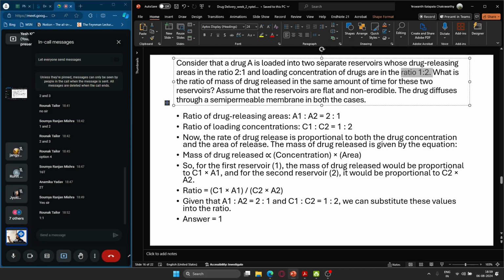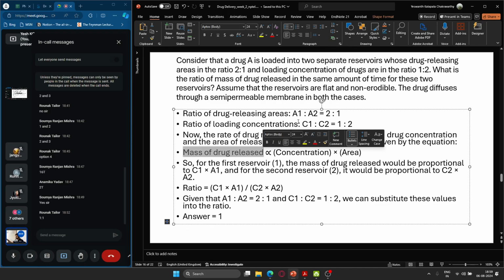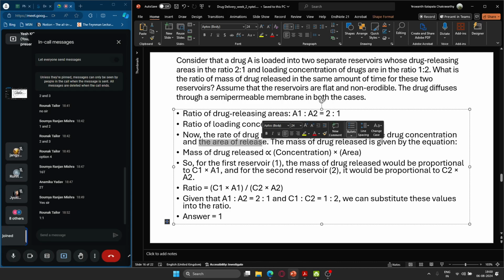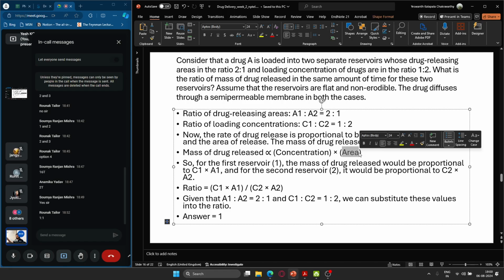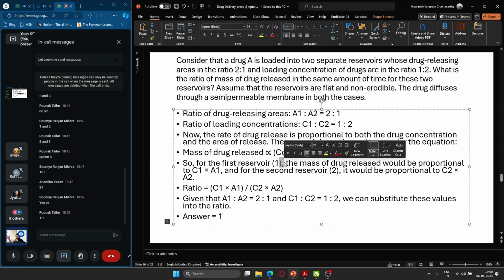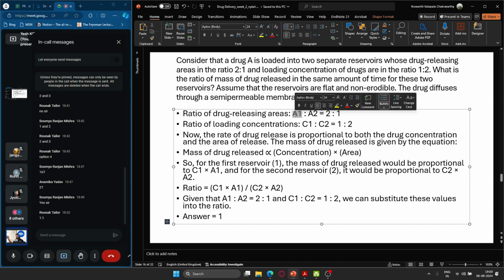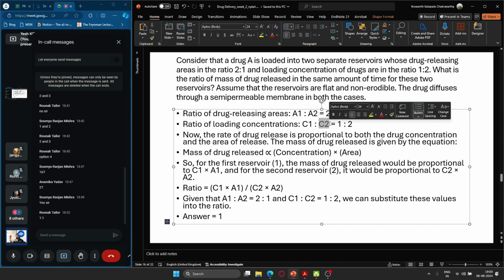Now, what I want to calculate is the ratio of the mass of the drug released from both these reservoirs. I know something about the amount of drug released from reservoir systems. I know the rate of drug release is directly proportional to both the drug concentration as well as the area of release in a reservoir system. So the mass of drug released is directly proportional to the concentration of the drug in the reservoir system times the area of the reservoir system. For reservoir 1, the mass of the drug released will be proportional to C1 times A1. Concentration is C1 and the area is A1 for reservoir 1. Similarly, for the second reservoir, it would be C2 times A2.